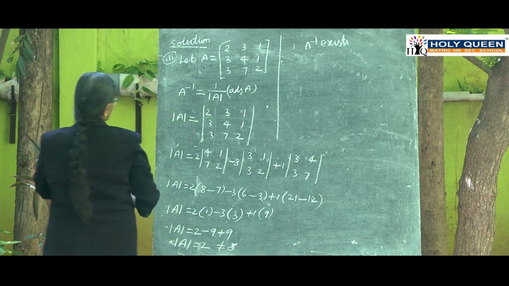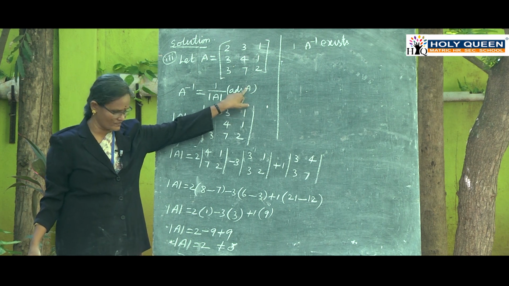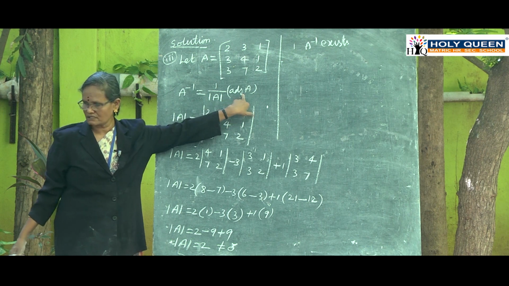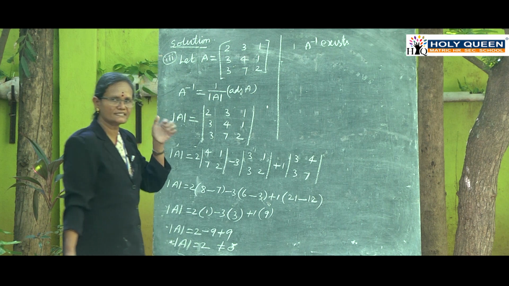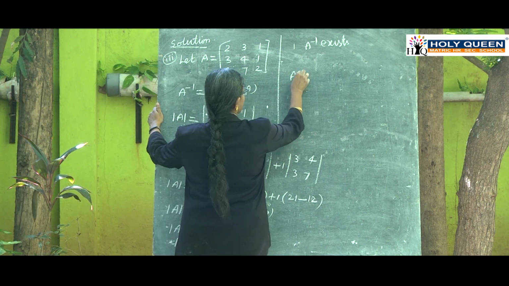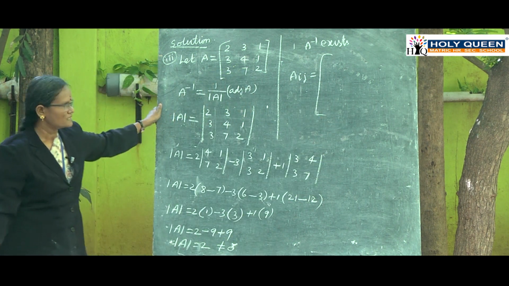Next, in the formula A inverse is equal to 1 by determinant of A into adj of A, the value of the determinant of A is equal to 2. Now we can find out the adj of A. Before that, find out the cofactor matrix. For adj of A, now we can find out the cofactor matrix, that is denoted as Aij. How can we find out the cofactor matrix?